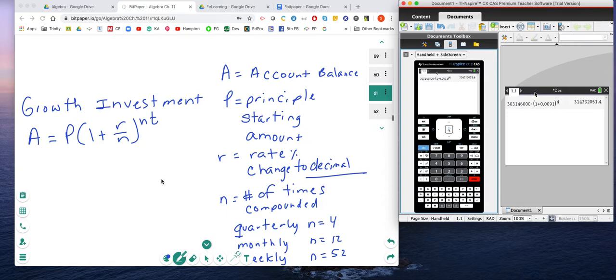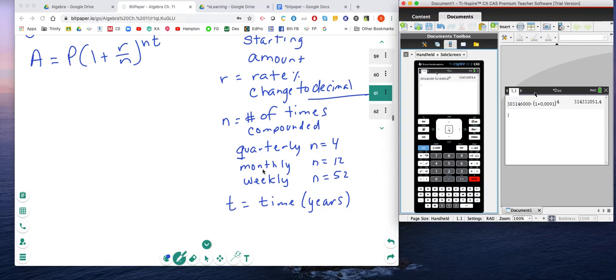Your rate is going to be given to you as a percent, and you're going to change it to a decimal. The n is the number of times that the interest is going to be determined and added. So a couple of terms that you're going to want to be familiar with. If you compound money quarterly, then the n is going to be 4, 4 quarters in a year. If you compound monthly, your n is going to be 12 because there are 12 months in a year. If you compound weekly, the n is going to be 52 because there are 52 weeks in a year. And then our time is also going to be in years.